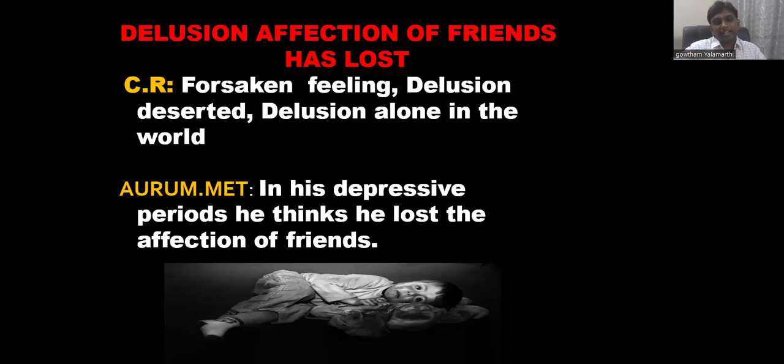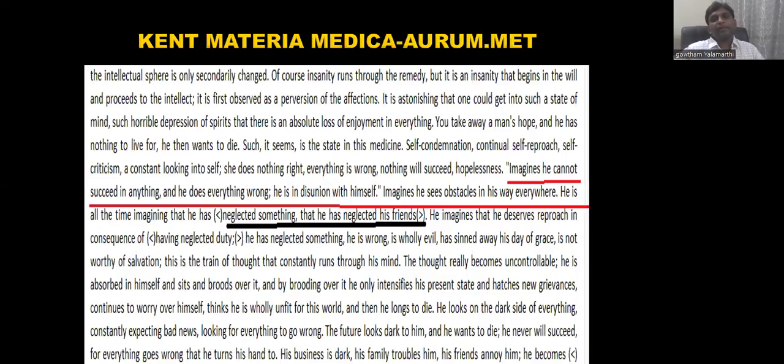So every drug has a successful state and a failed state. What Materia Medica deals with is the failed states. If you read Materia Medica Pura or the source book, there we can see the successful states. Regarding failed states, we are reading right now. We are learning. So in Aurum met, in his depressive periods, he thinks he has lost the affections of friends. So in his depressive state, Aurum metallicum thinks that the affections of friends have been lost. What Materia Medica says.